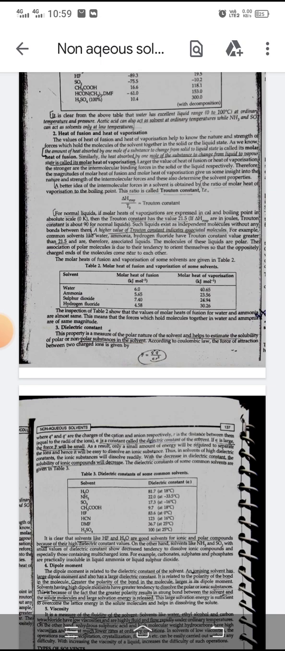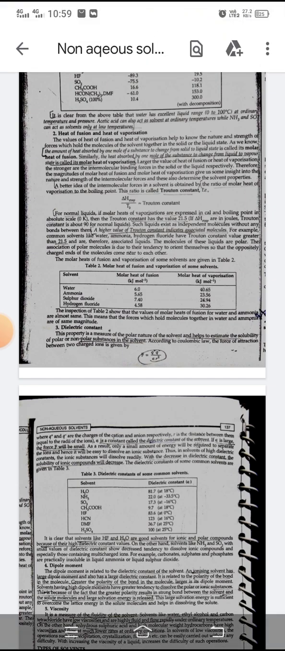The inspection of Table 2 shows the values of molar heat of fusion for water and ammonia are almost the same. This means that the forces which hold molecules together in water and ammonia are of the same magnitude.